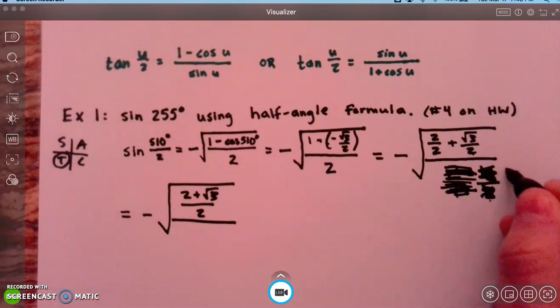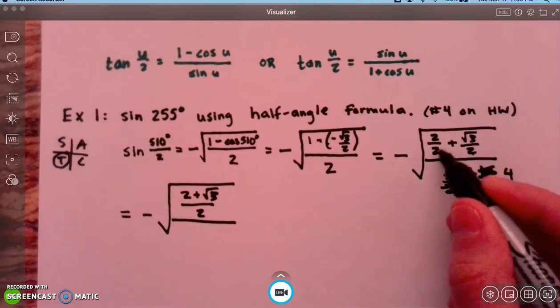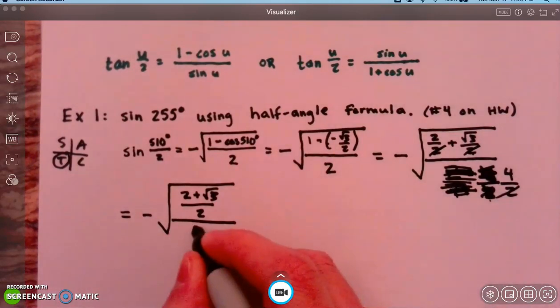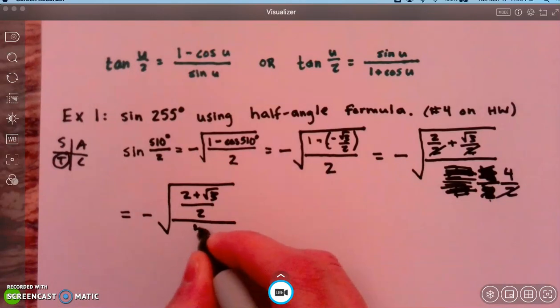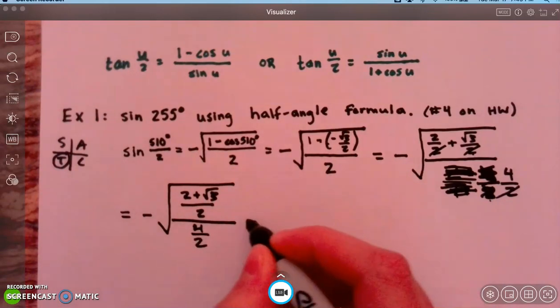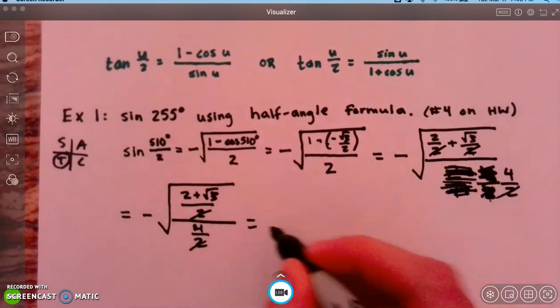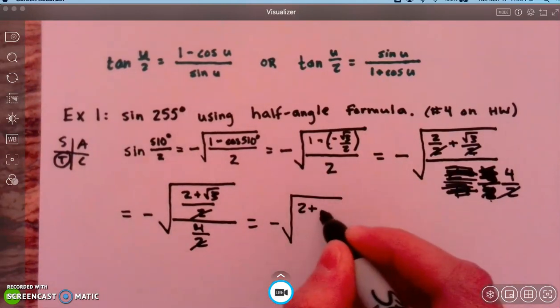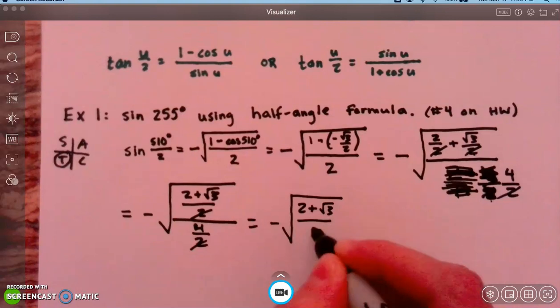Let me just rewrite that a little bit better. So 2 over 1 became 4 over 2. These all cancel out. So I'm going to write this as 4 over 2. Those cancel, and I'm left with 2 plus radical 3 all over 4.